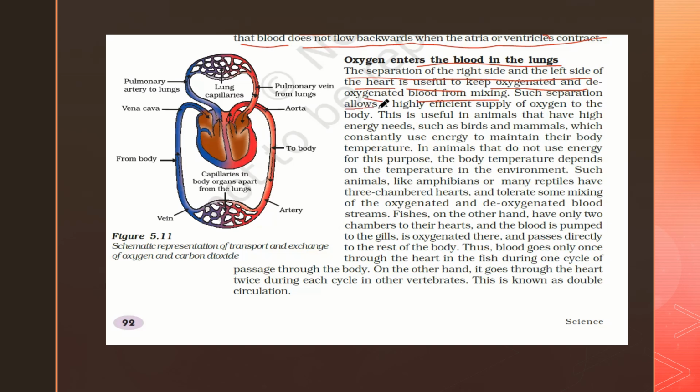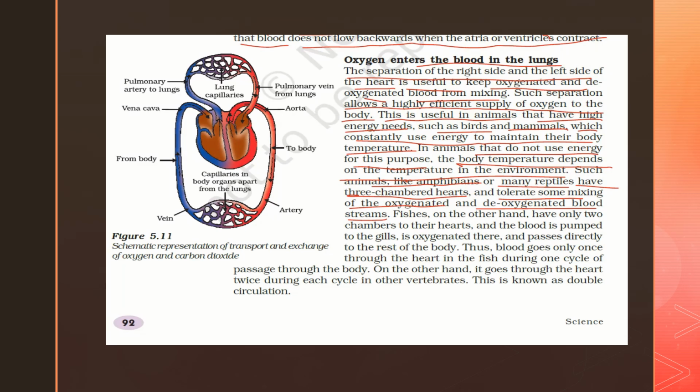Such separation allows a highly efficient supply of oxygen to the body. This is useful in animals that have high energy needs, such as birds and mammals, which are constantly using energy to maintain their body temperature. In animals that do not use energy for this purpose, the body temperature depends on the temperature of the environment. Such animals, like amphibians and reptiles, have a three-chambered heart.